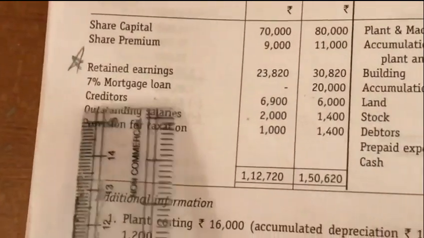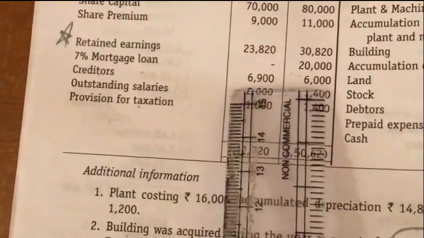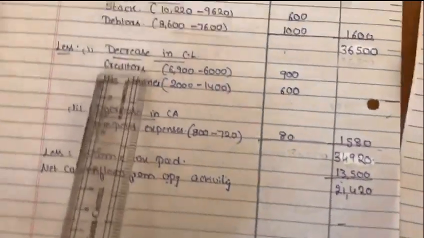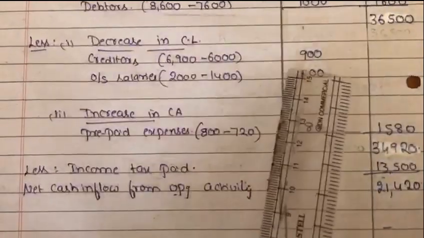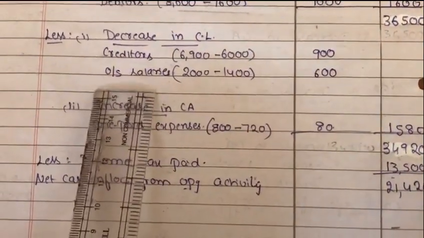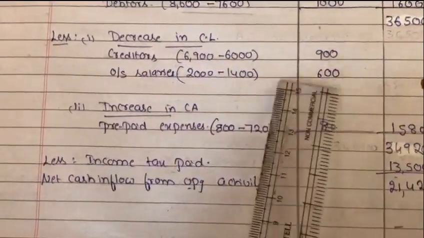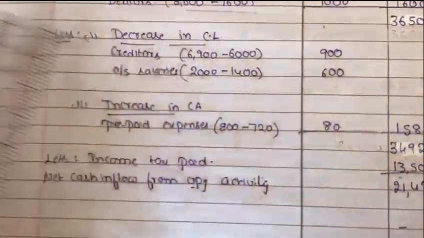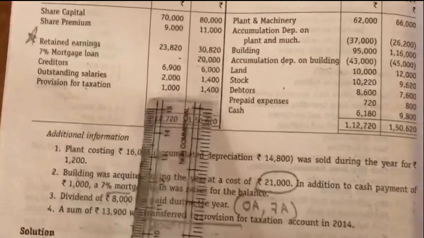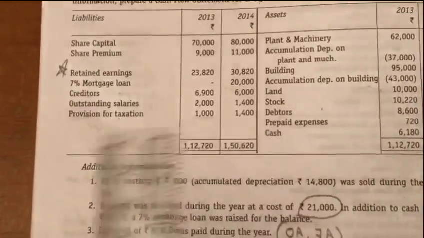Creditors are a current liability. There is a decrease in current liability. This amount should be deducted. So decrease in current liabilities, creditors 900, and similarly there is a decrease in outstanding salaries 600. Both these items should be deducted. Then we have provision for taxation, for which we have already prepared ledger accounts.